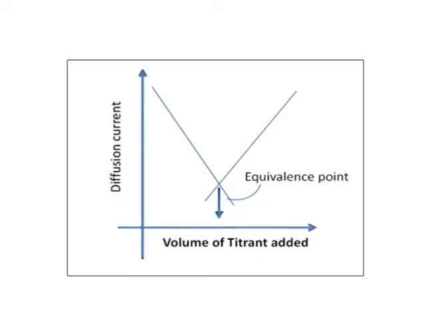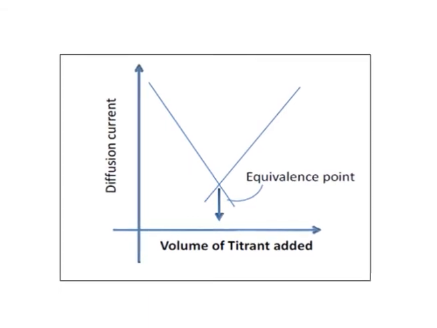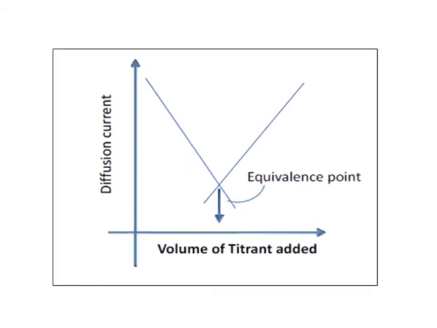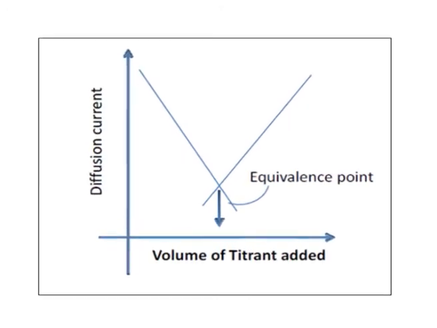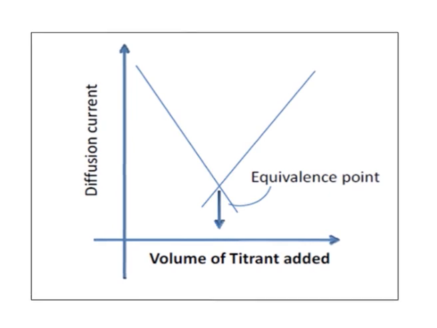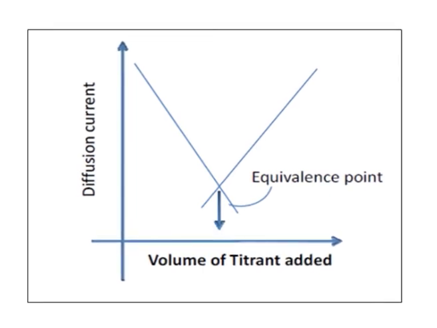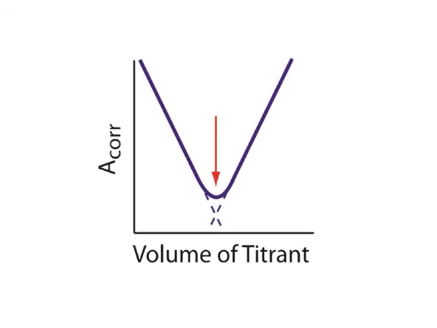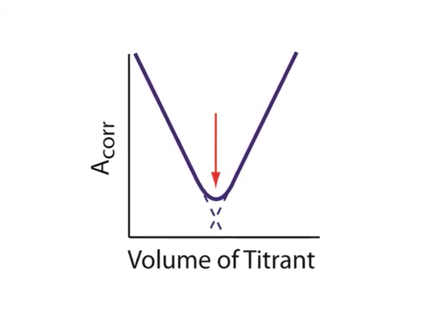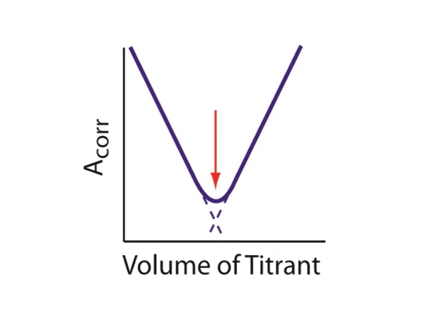Third, when the titrant and titrand both are reducible, and the product is not reducible, as shown in figures A and B. When a solution containing lead ion is titrated against potassium dichromate, the titration is performed at a potential of minus 0.8 volt versus SCE. Diffusion current decreases due to removal of lead ion. The current is minimum at the end.